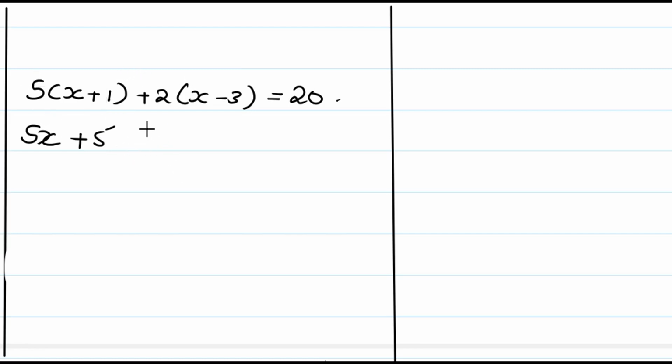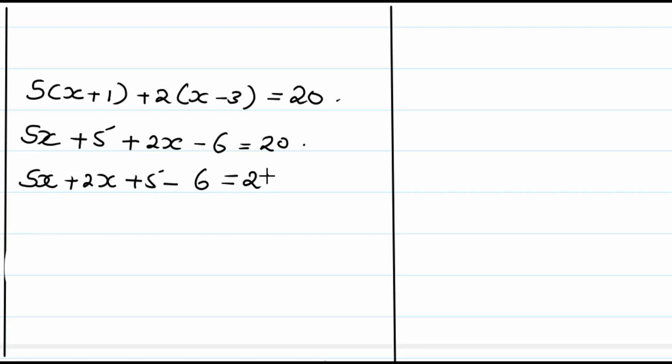Then we are done with this part of the bracket, so we come to the second one. Here we have plus, so 2 multiplied by x is 2x, then minus 2 multiplied by 3 because we had a negative there, so 2 multiplied by 3 is 6, which equals 20. So from there, I can collect the like terms together. In this case I have 5x and plus 2x, those are similar. Then I have plus 5, and minus 6, equals 20.